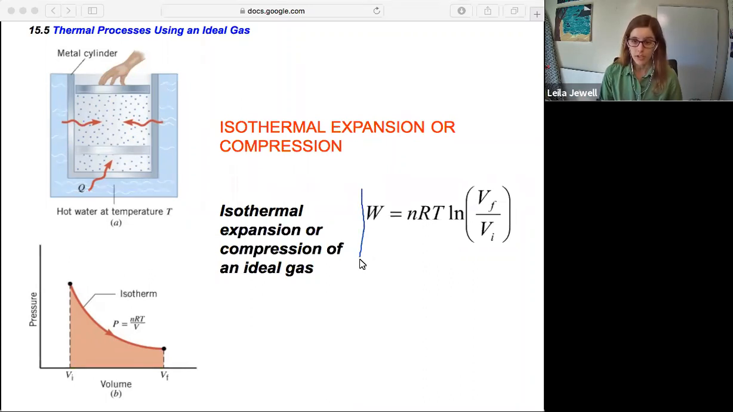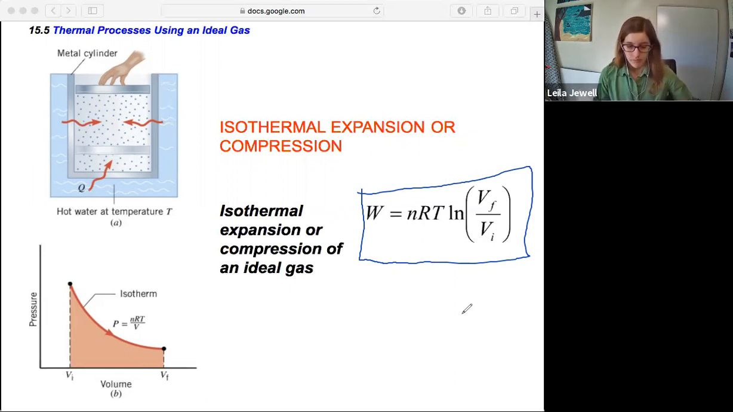That work, if it is an isothermal expansion or compression of an ideal gas, is equal to nRT times the natural log of V final over V initial. Note this is a natural log, so that's where you're going to need to use that ln button on your calculator. That's something you will want to practice, and make sure that you are comfortable with. This is a really handy equation that we have here.